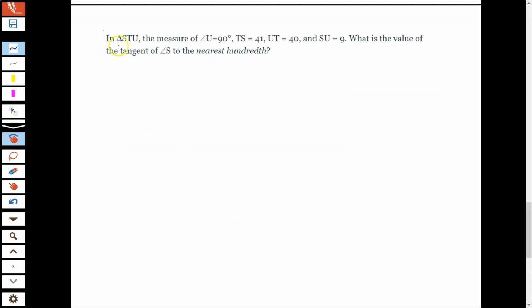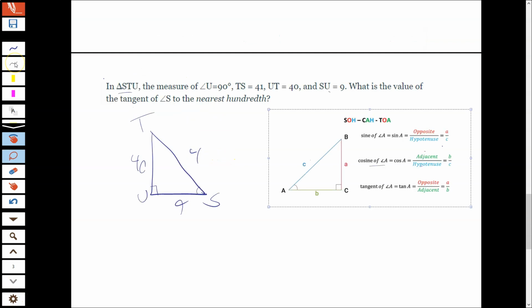Okay, here we have triangle STU, which is cute. Measure of angle U is 90 degrees. And then TS is 41, UT is 40, SU is 9. We want the value of the tangent of S. So S is here. And looking, I see tangent is opposite over adjacent. Okay. You should be getting the hang of this by now, hopefully. Pause, think about this one for a second, and take a guess what this should be.